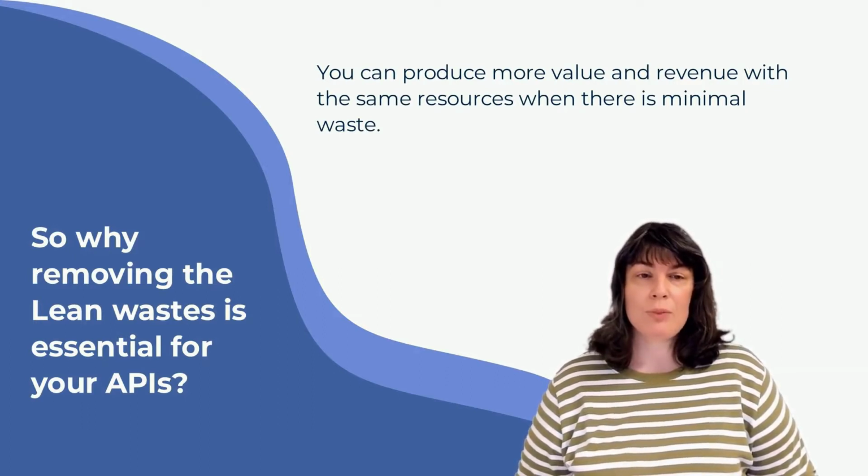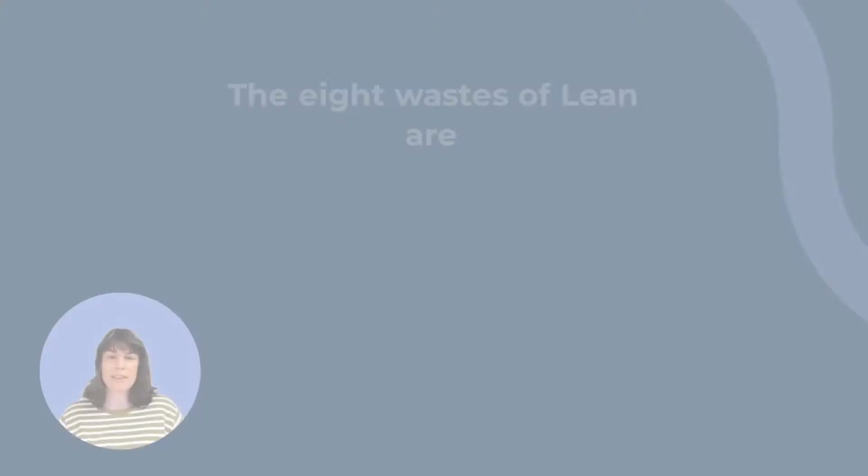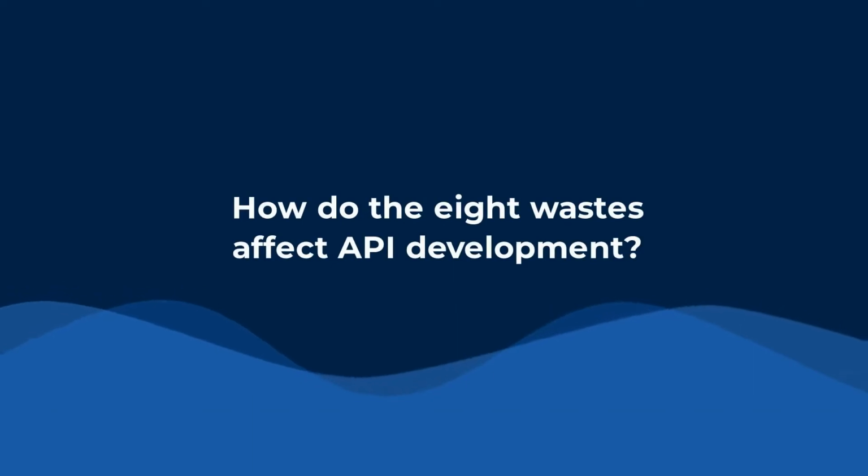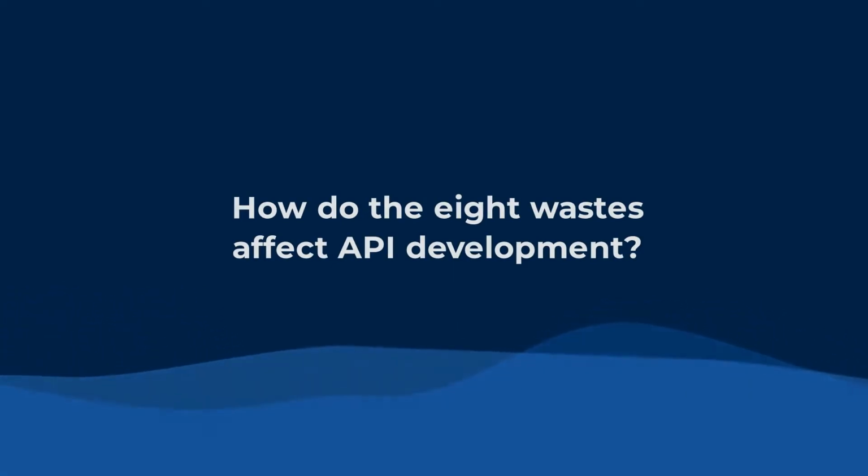Waste takes away valuable time and resources from the organization. You can produce more value and revenue with the same resources when there is minimal waste. The 8 wastes of lean are: 1. Defects. 2. Overproduction. 3. Waiting. 4. Non-value-added processing. 5. Transportation or touches. 6. Inventory. 7. Motion. 8. Employee and skills waste. How do the 8 wastes affect API development?